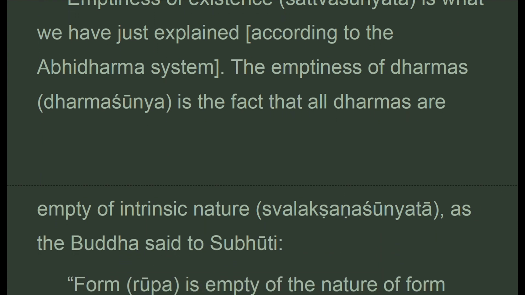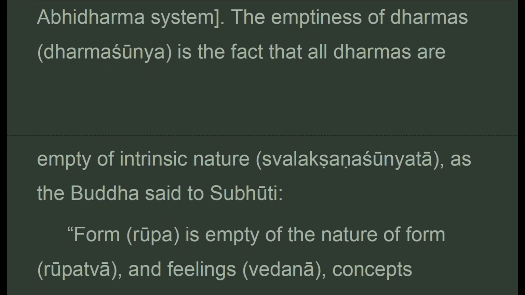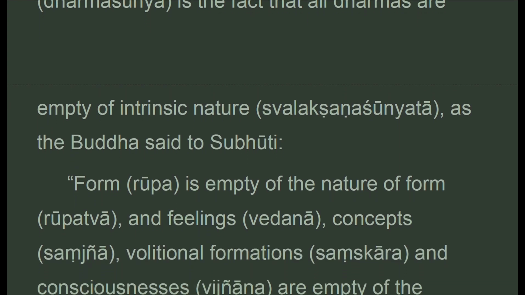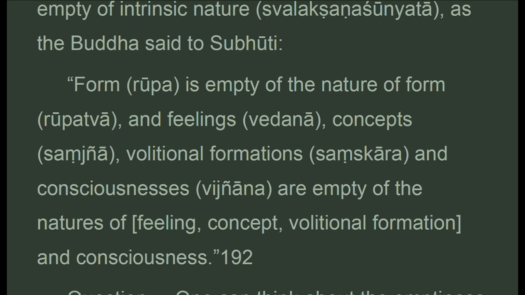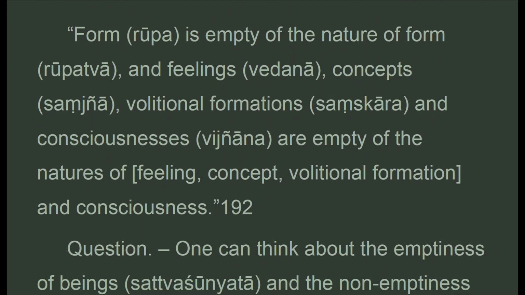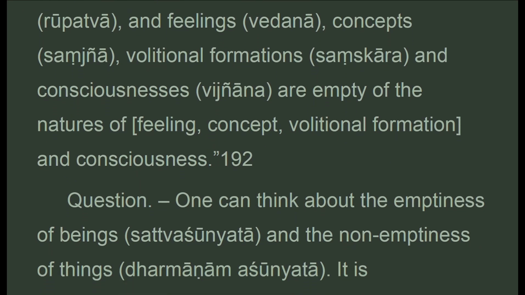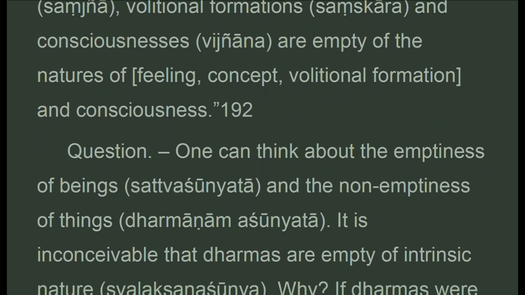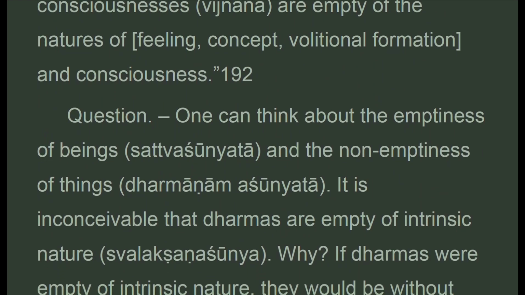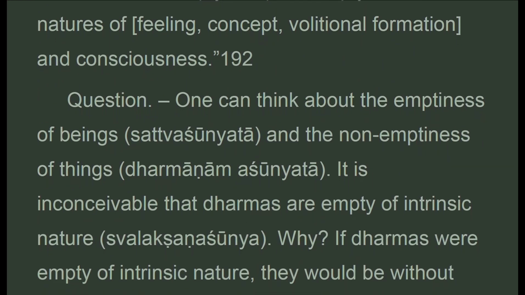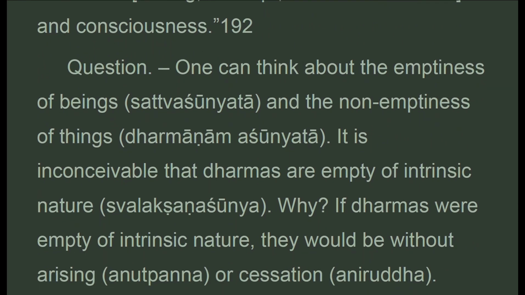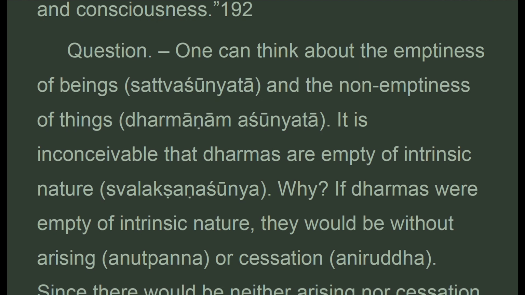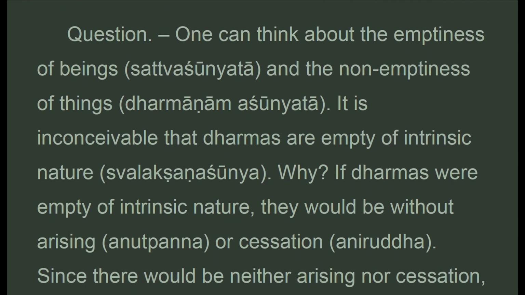as the Buddha said to Subhuti. Form is empty of the nature of form, and feelings, concepts, volitional formations, and consciousnesses are empty of the natures of feeling, concept, volitional formation, and consciousness. Question. One can think about the emptiness of beings and the non-emptiness of things. It is inconceivable that dharmas are empty of intrinsic nature.